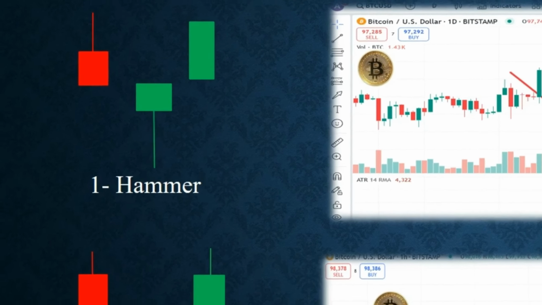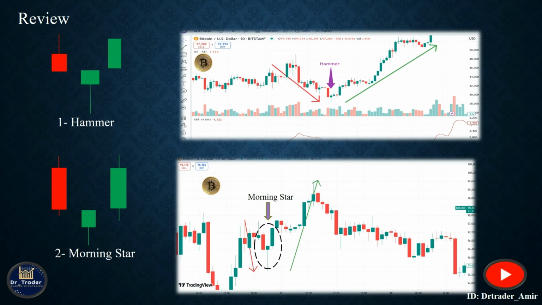Hammers mostly happen at the end of a downtrend, and if you look at this closely, you can see that hammers are so similar to the shooting star, but they are like a reverse shooting star. In a shooting star, there was a long upper shadow, but in a hammer there is a long lower shadow, and also shooting stars were mostly red and hammers are mostly green.